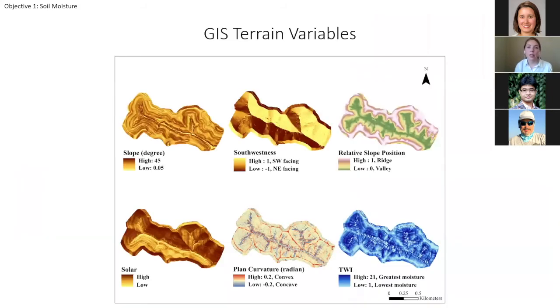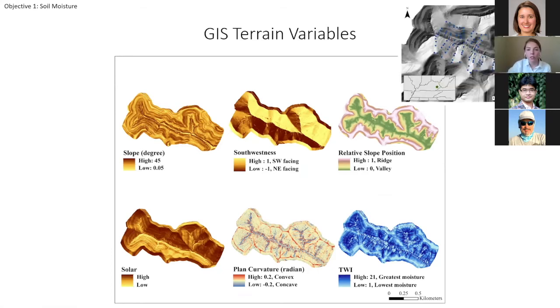So here are the GIS terrain variables that we used. And you've seen this figure earlier in this presentation. First we have slope steepness, southwestness, relative slope position, solar radiation, plane curvature, and topographic wetness index. These are all rasters representing continuous data. Once we have those calculated for this study area, we then extracted the values of those 100 plots for each of these predictor variables.